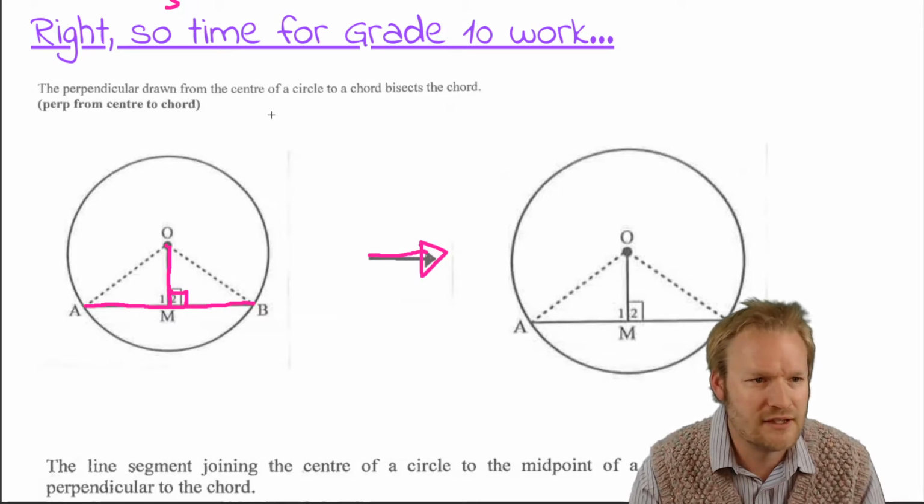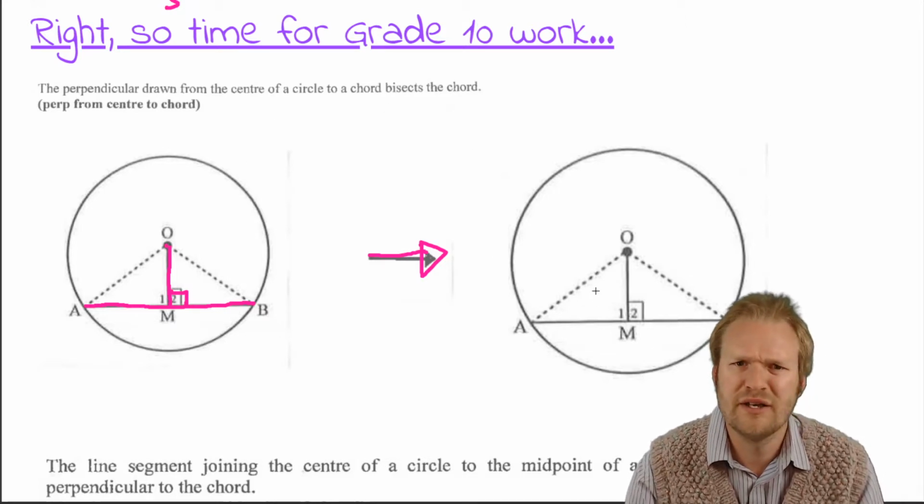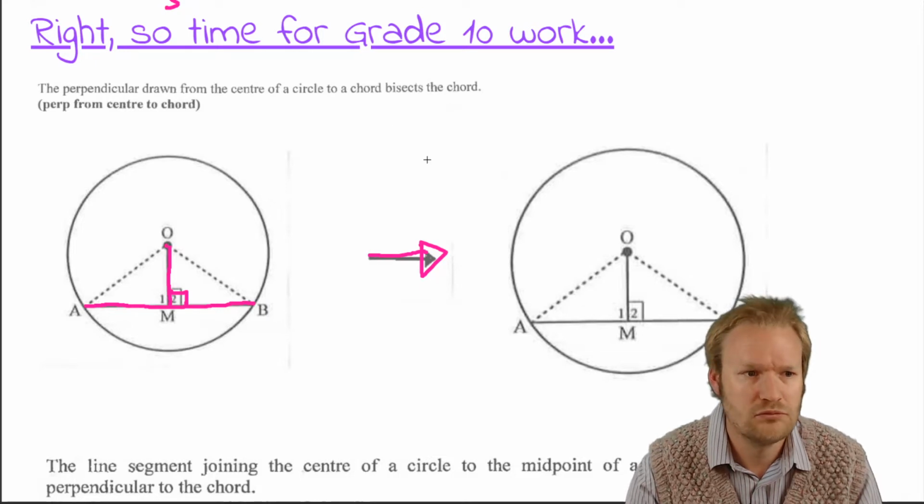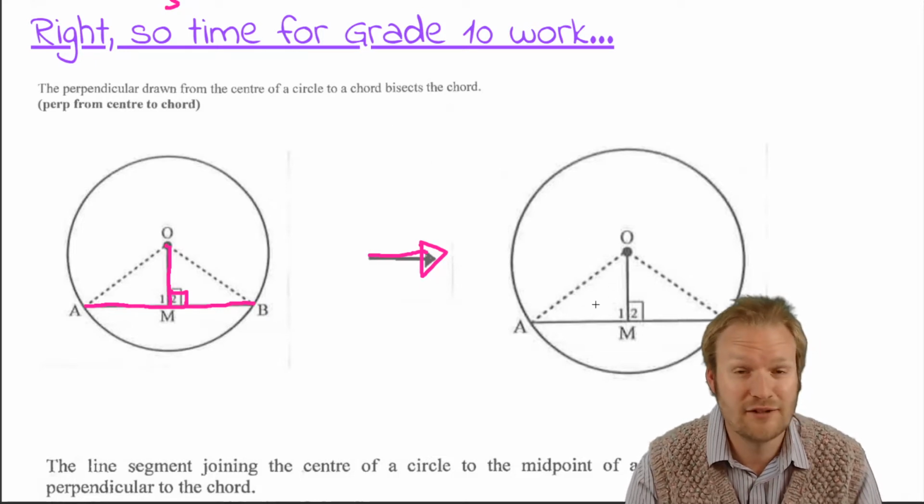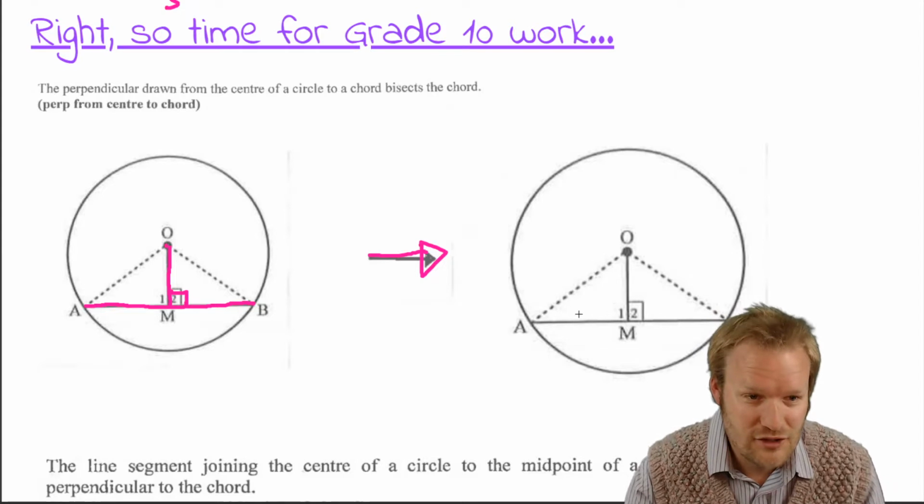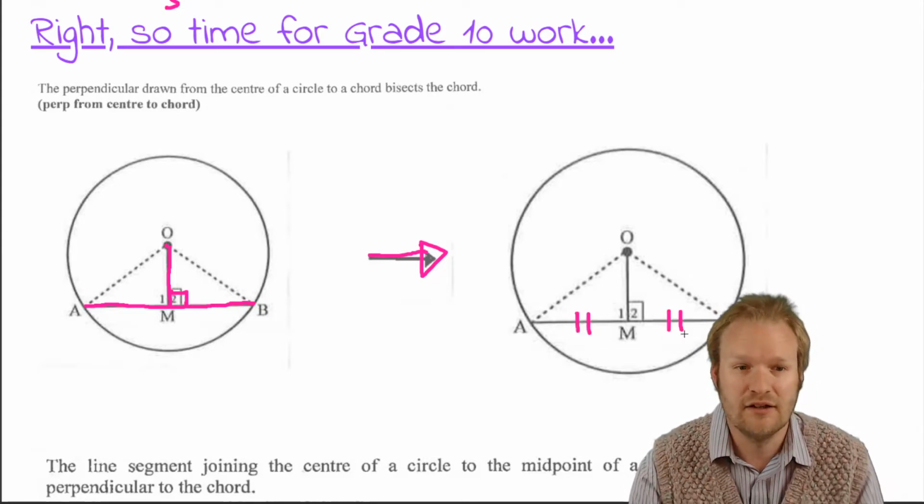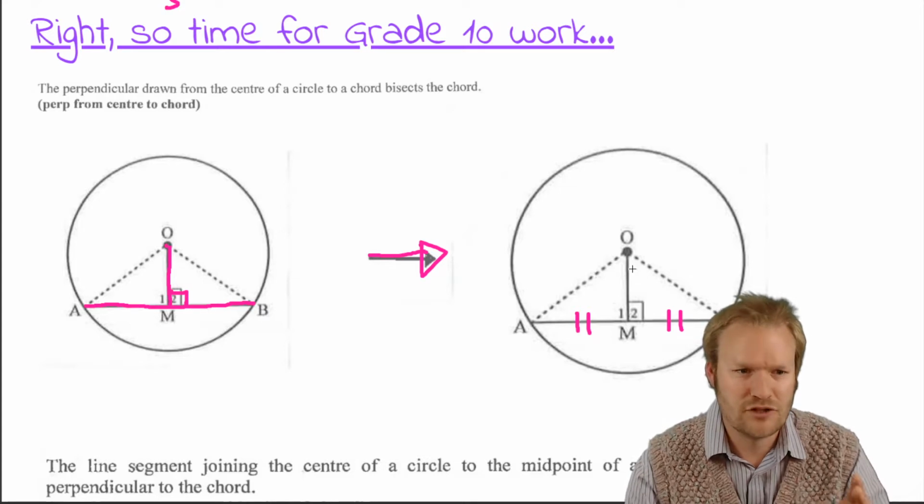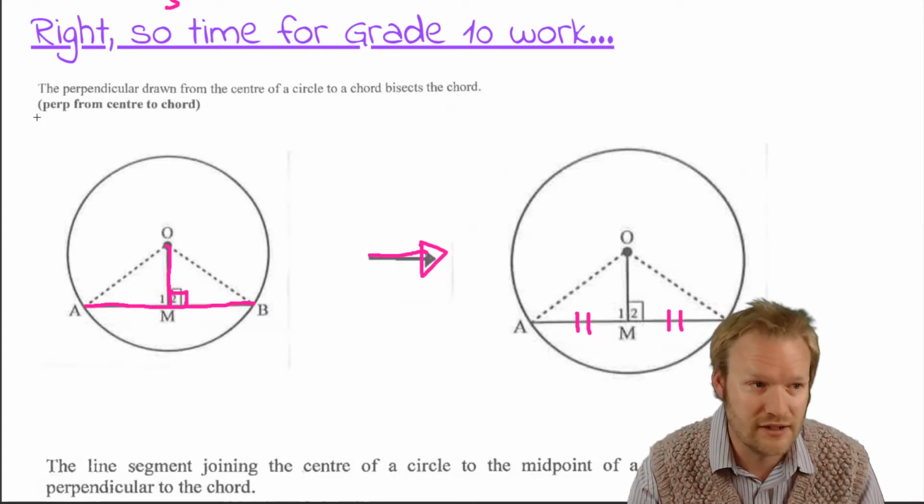Then what that means, that's what we're putting with this arrow here, is that it bisects. What does it mean to bisect a line? Well, a line segment, I should say. To bisect means to cut in half. So it means that this length here, AM, is equal to MB. So if it's 90 degrees, then they're equal. And your reason then is perp from center to chord.